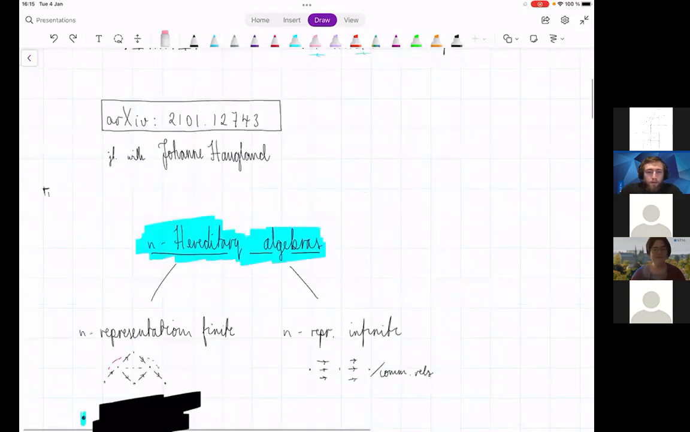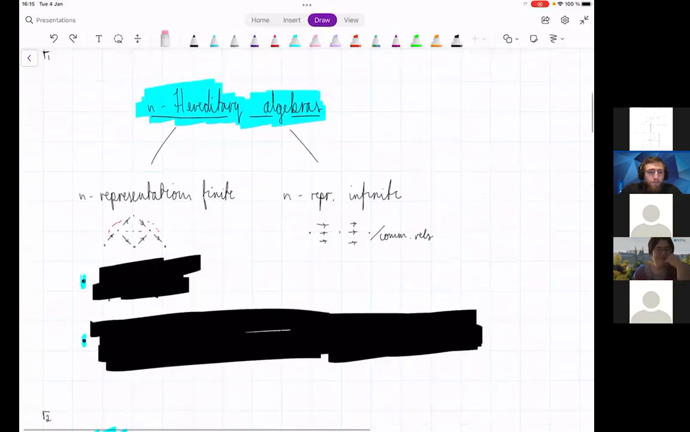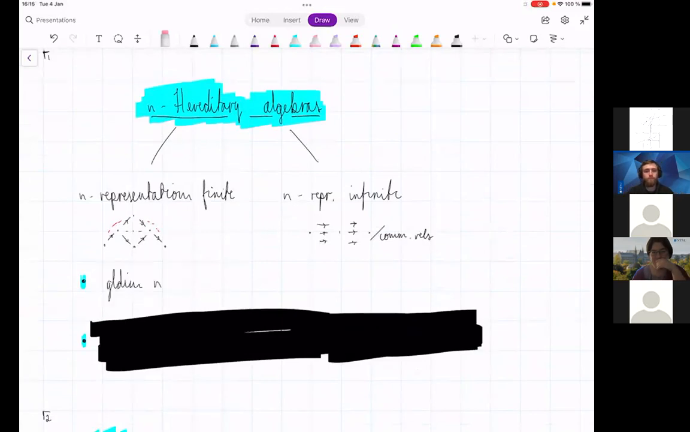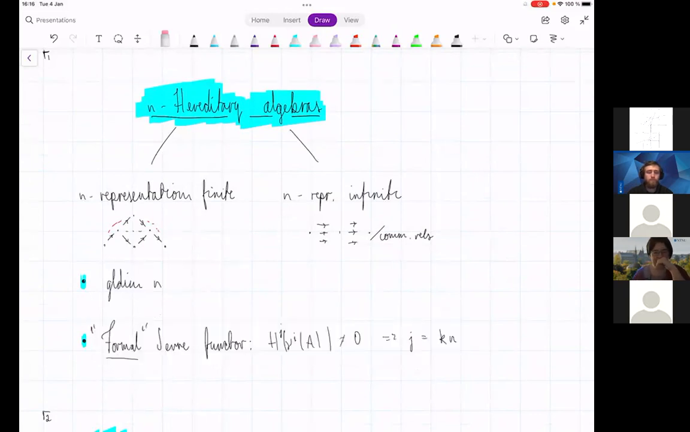So having said that, I'm going to just jump into talking about so-called n-hereditary algebras. These are attempts to generalize the good behavior of classical hereditary algebras to higher global dimension. They require that the global dimension of the algebra is equal to n, and they have several formal Serre functors. To be more specific, every power of the Serre functor of such an algebra, evaluated at the free module of the algebra, has cohomology only in degrees that are multiples of n.